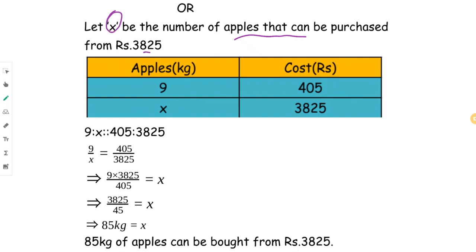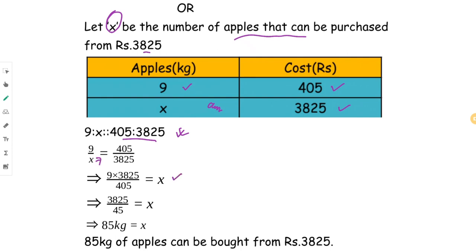So once again, we'll take it to be X. From the table, we know that 9 kg of apples can be bought at rupees 405, right? But we don't know how many kgs can be bought at rupees 3,825. So once again, from the table we can write this. Then 9 is to X means simply 9 by X, right? Same thing. 405 is to 3825 simply means division, right? 405 by 3,825.